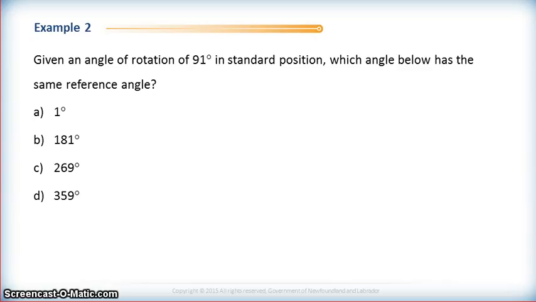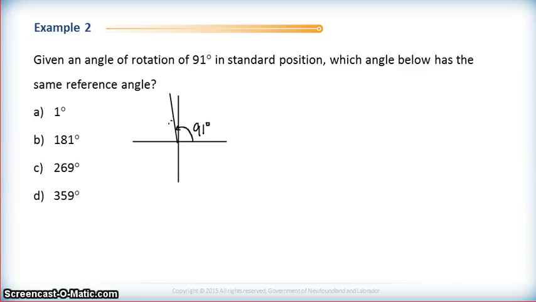For this next example, we're given an angle of rotation of 91 degrees in standard position. We have to find an angle which has the same reference angle. So we begin by sketching the 91 degree angle. That would put us into the second quadrant. So it's rotating to here.